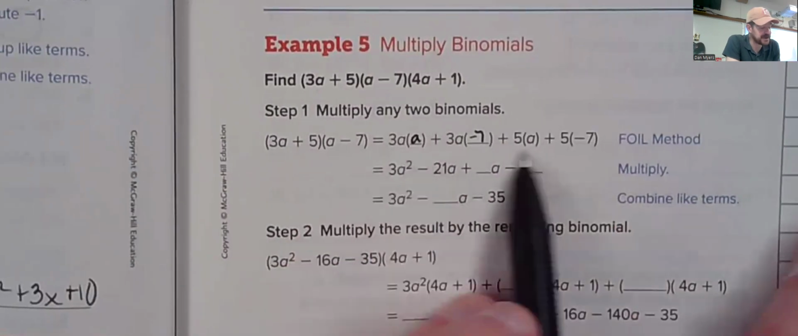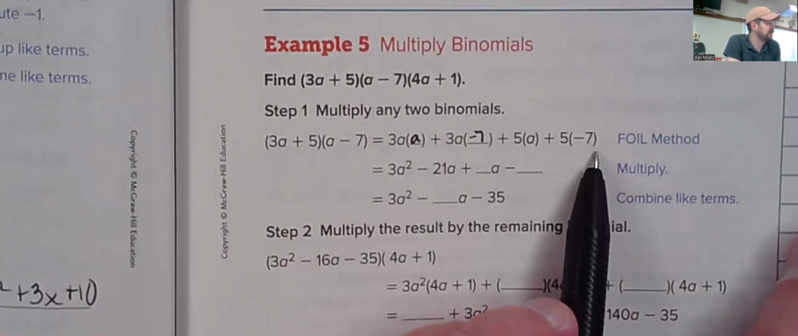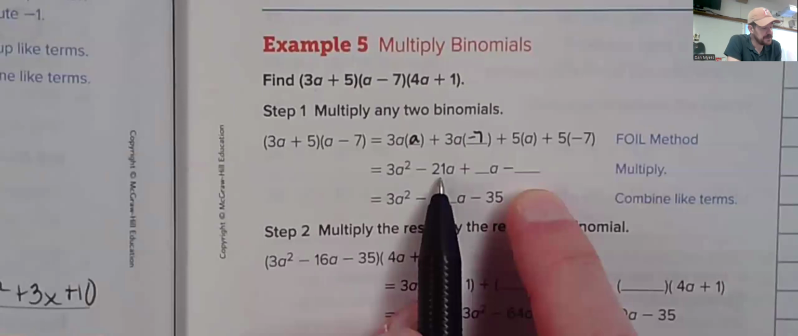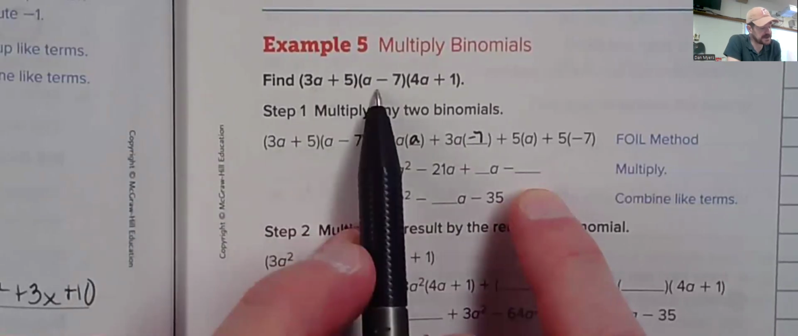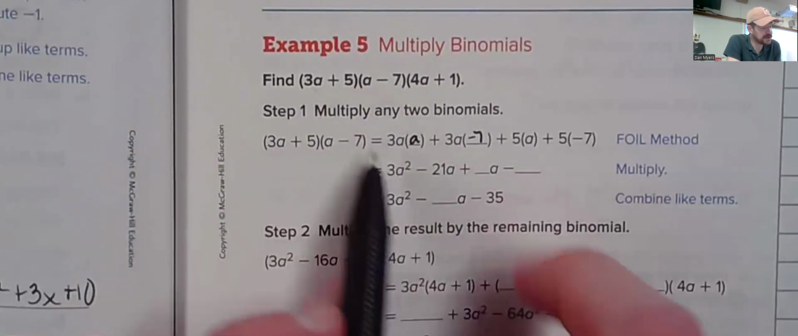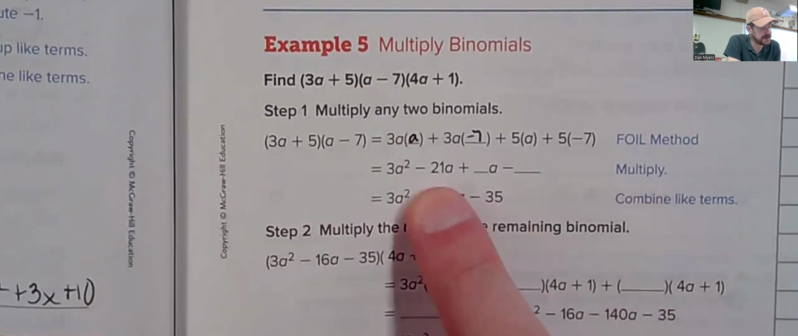Again, this is a step that I would not actually do. I would just start off with this next one. Because the first times first would be 3a times a, which is 3a squared. Outer, 3a times -7 is -21a.